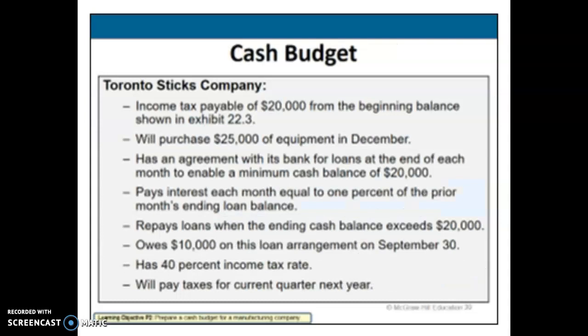All right, so they give us some information here. Income tax payable of $20,000 from the beginning balance. We're going to purchase $25,000 in equipment. We have an agreement for a bank loan if we need to establish a minimum cash balance of $20,000. We pay interest each month equal to 1% of the prior month's ending loan balance. We repay loans when our cash balance exceeds $20,000. We currently owe $10,000 on a loan arrangement as of September 30th. We have a 40% income tax rate, and we will pay taxes for the current quarter next year.